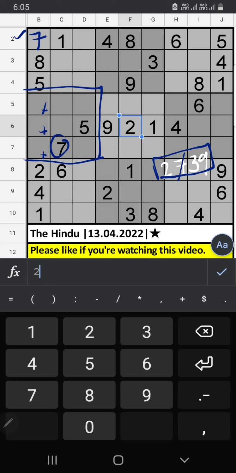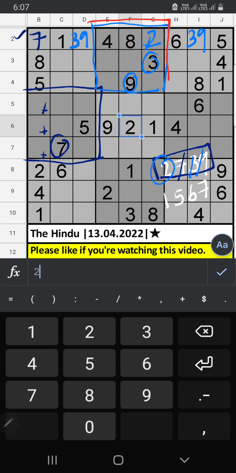2, 3, 9. Second grade. We have 3 and 9, so 3 and 9 can't come in this cell. It will come in the other 2 cells. We will confirm later. Then only 1 number is remaining, 2. 2 is confirmed here.